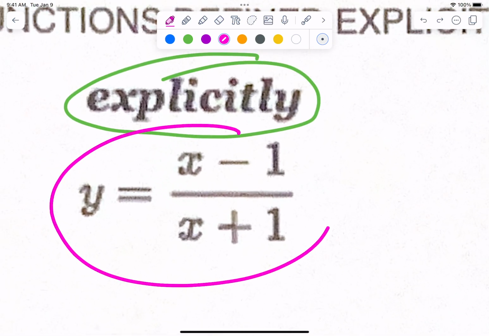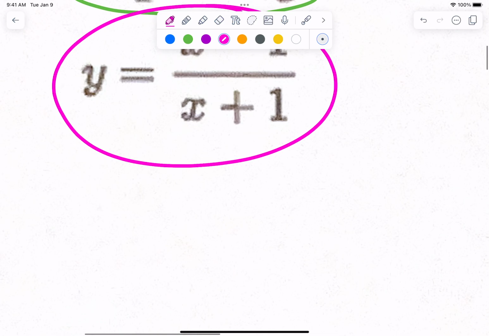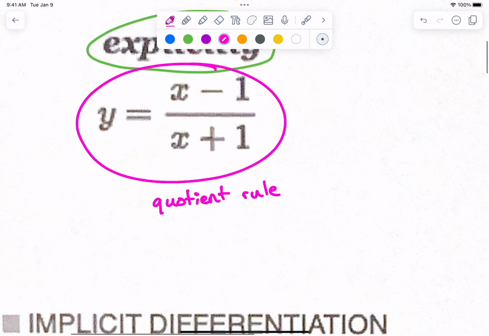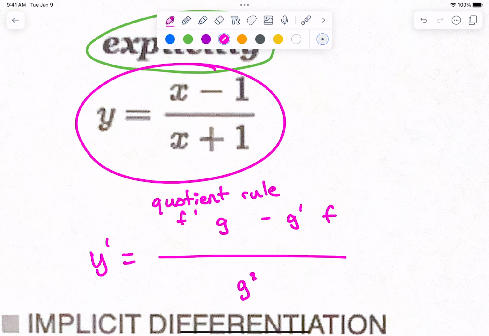Explicit, this is an example of explicit. How would you find the derivative of that? That would be the quotient rule, right? We would do the quotient rule to that and be just completely fine. It would be like y prime equals, and then I would do f prime g minus g prime f all over g squared. Like that's what it would be, right? Y prime equals all that junk. That's what my quotient rule would be.